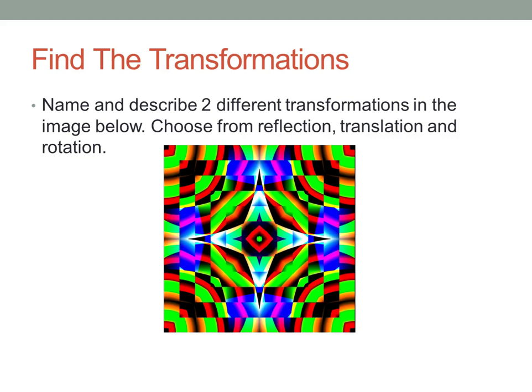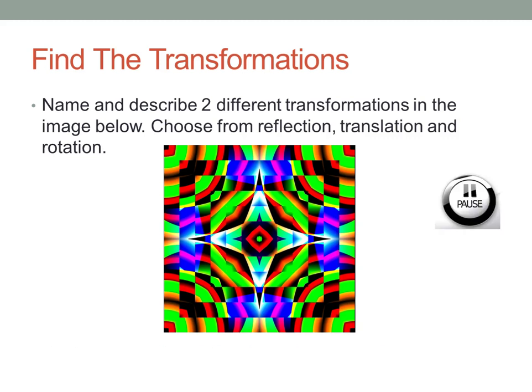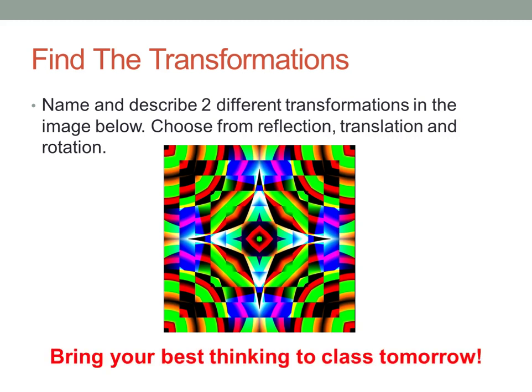So if you think it's one of them, write it down and then describe the reflection or the translation or the rotation. And so you'll pause here, you'll write that down, and then you'll end up bringing it back to class tomorrow. So pause here so you can write it down and then come back. Alright, so by now you should have the 2 different transformations written down and described. Bring it to class tomorrow.